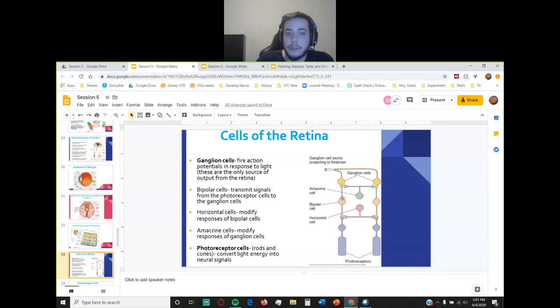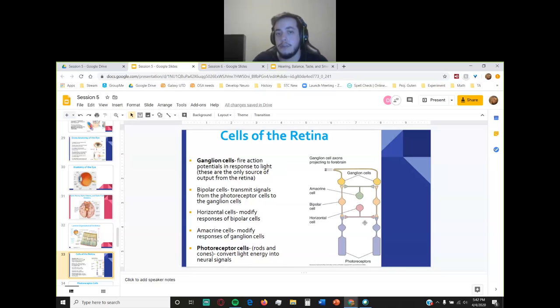Bipolar cells are just kind of that in-between cell. So you definitely need to know the order of them: photoreceptor, bipolar, ganglion. The horizontal is going to kind of just modify that information so we can get a finer detail on certain things. We can understand edges of things and see more of a defined understanding of this information.